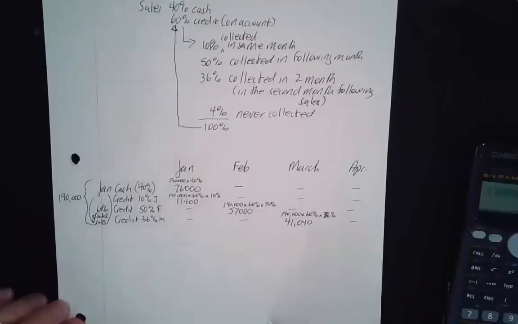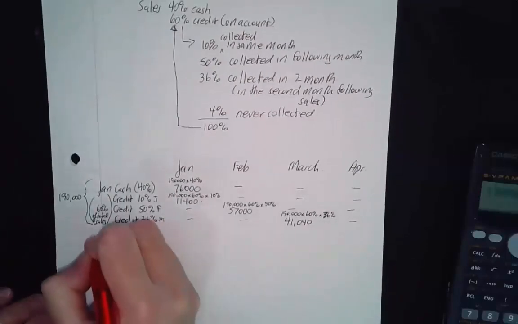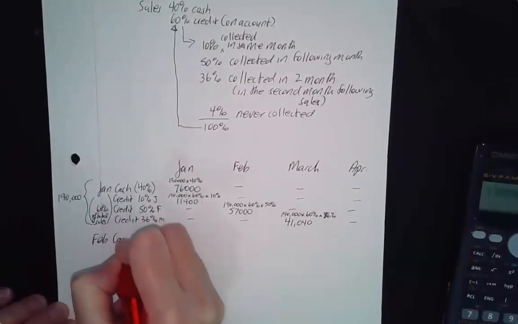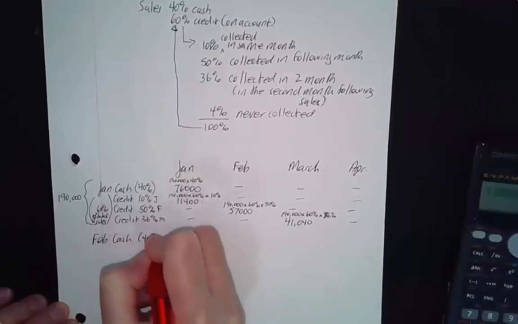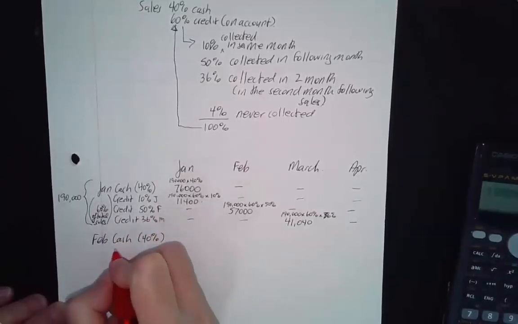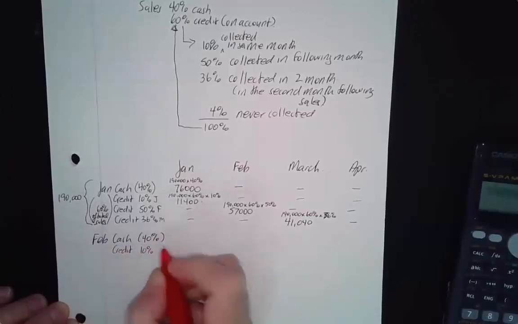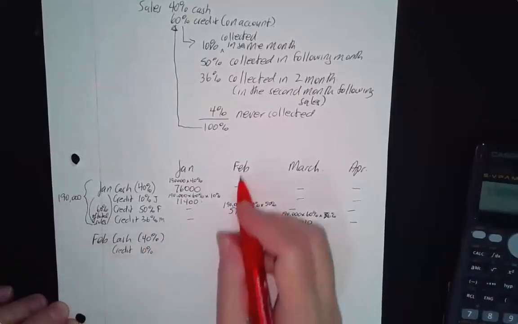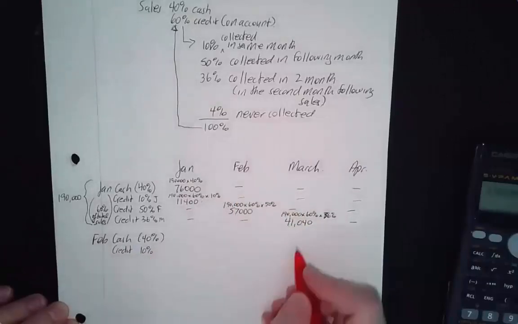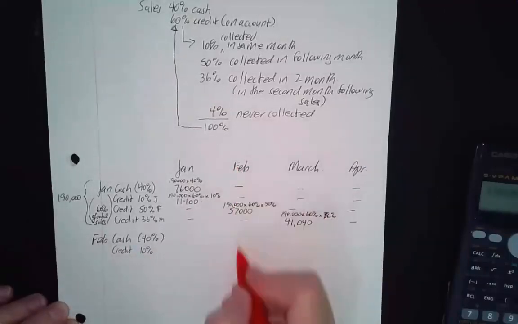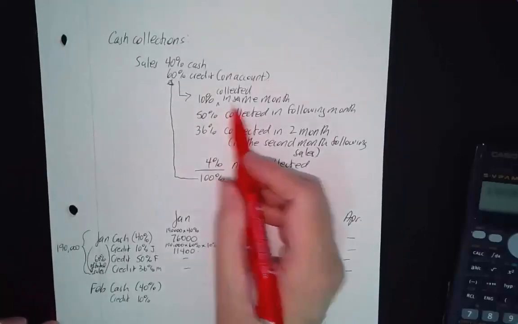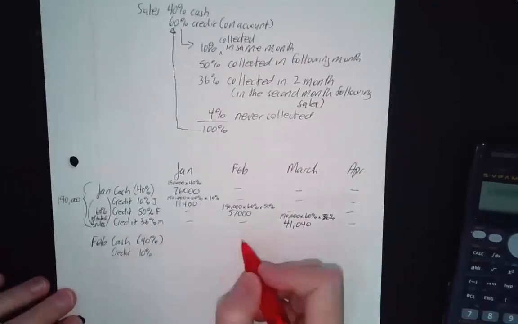So now I can go down to February. I've got the cash sales, which are 40%. I've got the credit, which is 10%. And don't forget, it's February to February. So this 10% is going to be in the same month, right? 10% collected in the same month. So this is February to February.